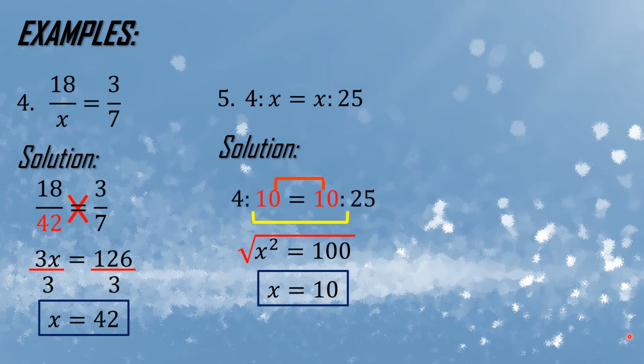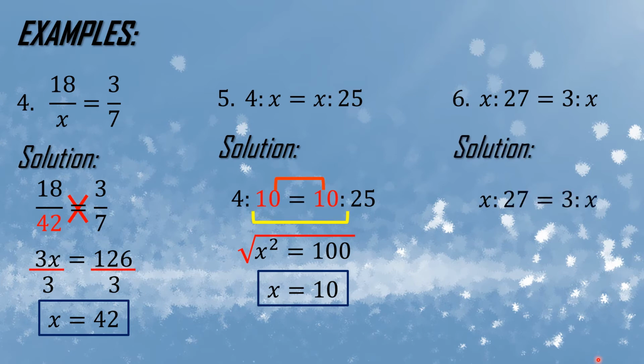So, palitan natin yung given natin na nakuha nating value ng x which is 10. So, 10 times 10 is 100 and 4 times 25 is also 100. Sixth example, so katulad din siya dito, x is to 27 is equal to 3 is to x. I-partner natin ang means at ang extremes. So, simulan natin sa extremes.